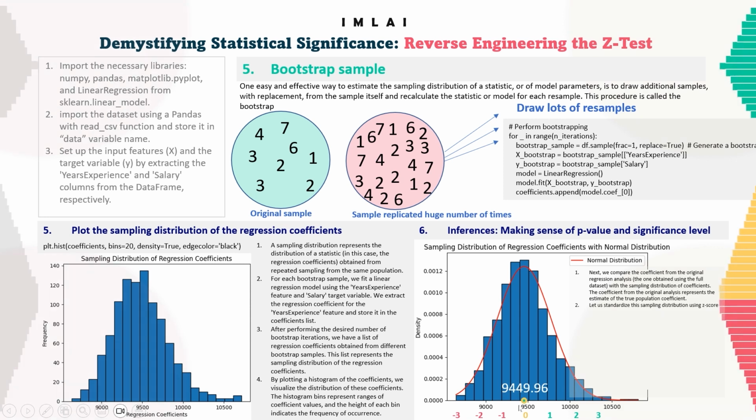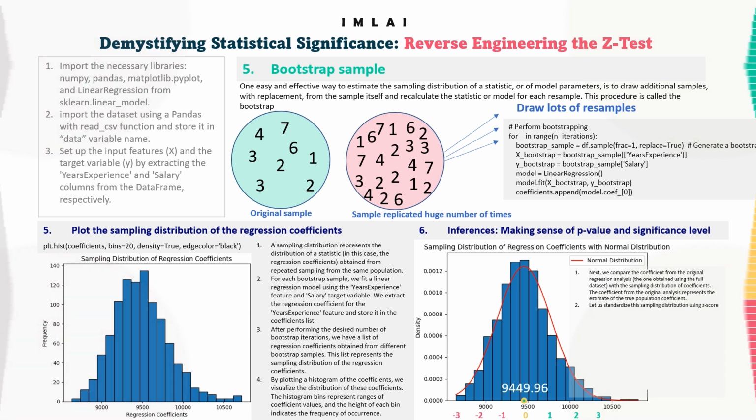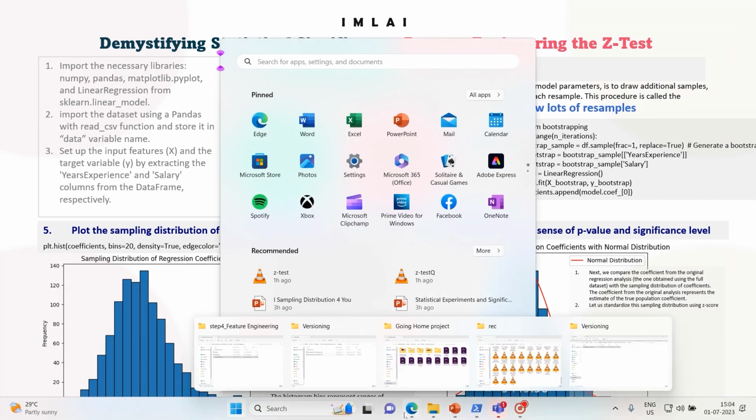Okay, now as I have standardized the whole sampling distribution, what I'm going to do is convert this 9449.96, which is a regression coefficient, the main regression coefficient that we initially got, into a z-score. Okay, so that's what we are going to do. But before that, let's convert that into a z-score, and let's see what z-score we got.